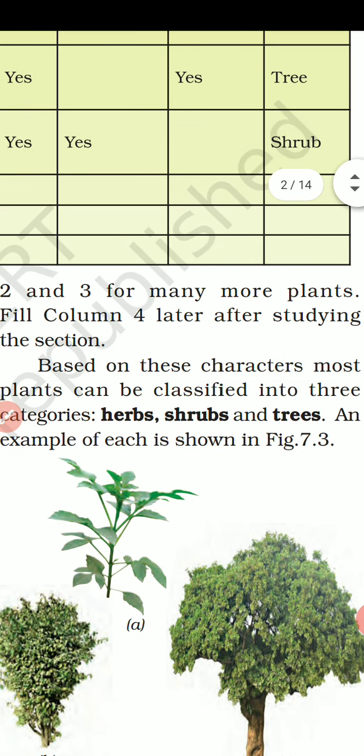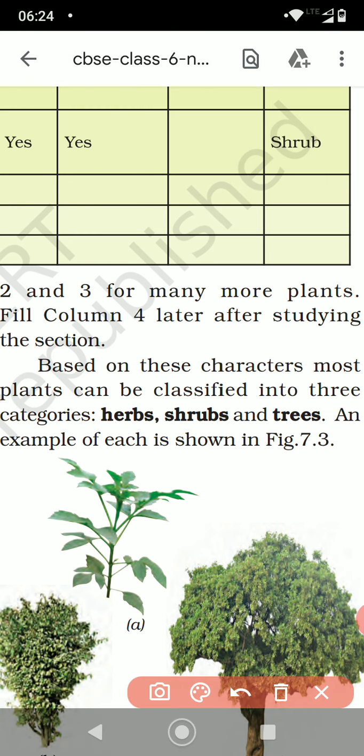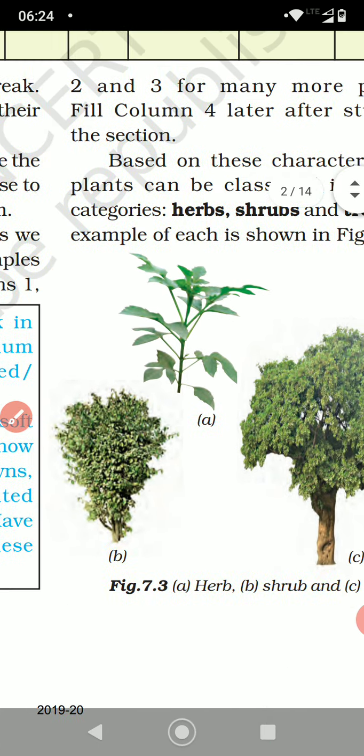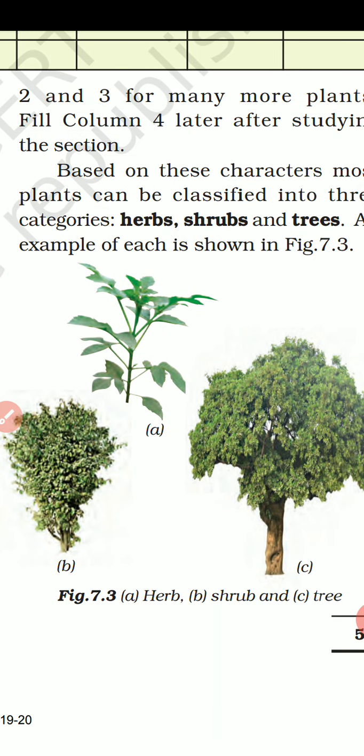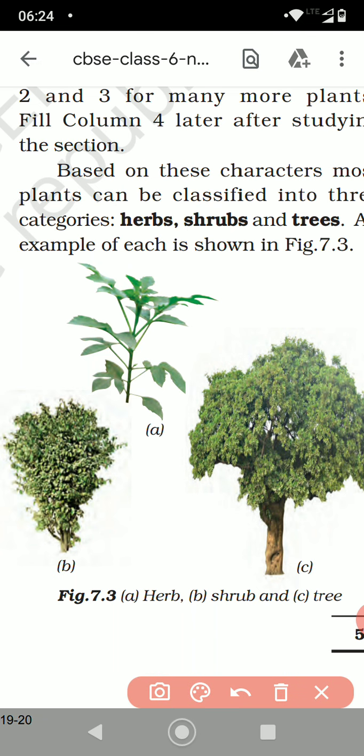Okay, so based on these characters, plants can be classified into 3 categories. They are herbs, shrubs and trees. An example of each is shown in figure 7.3. So this is the diagram 7.3, where you can see A is a herb, B is a shrub and C is a tree.